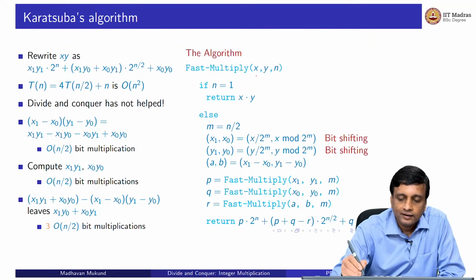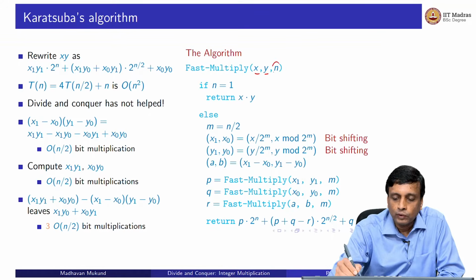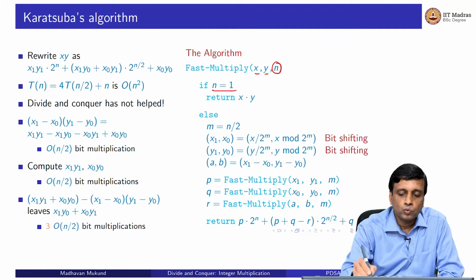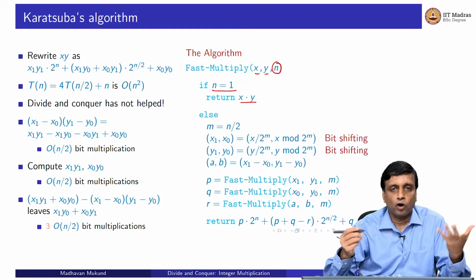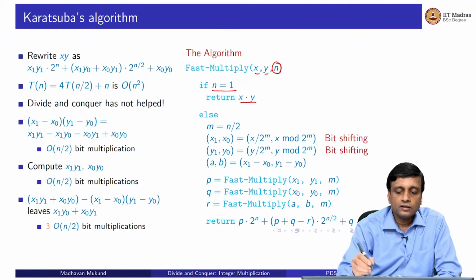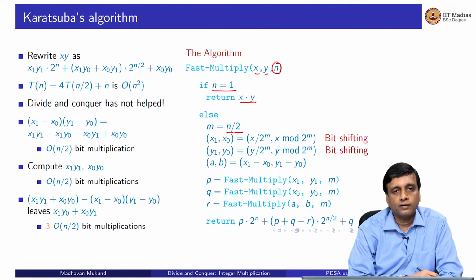So, let us just keep track of the number of bits. We are multiplying x and y, which are n bit numbers. So, the parameters that our algorithm takes are the 2 numbers and the number of bits, right. If the number of bits is 1, then we just return the product. This is just a trivial case, the base case. Otherwise, we are going to split it. So, we compute half the number of bits, right.